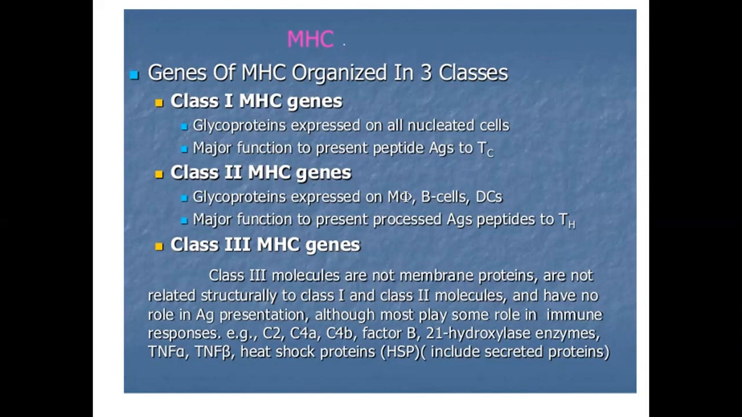Class 2 MHC genes are glycoproteins expressed on macrophages, B cells, and dendritic cells. Their major function is to present the processed antigen to the TH cells, helper cells. And class 3 MHC genes are not membrane proteins, and they are not structurally related to class 1 or class 2 molecules and have no role in antigen presentation, although most play some role in the immune response. Examples: C2, complement C4A, C4B, factor B, hydroxylase enzymes, TNF alpha. So all of these are expressed.